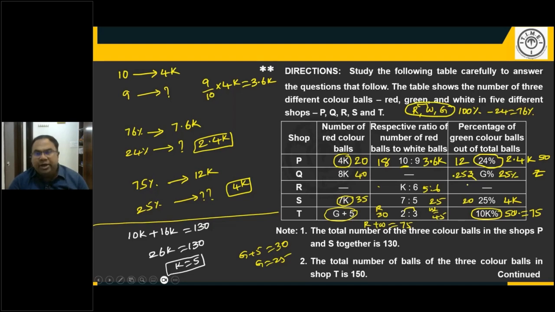Correct? 25% is 0.25 Z. Right. Let me see if I have any questions. Any doubts in the questions which are discussed? Any doubts? Okay, then we'll move ahead.